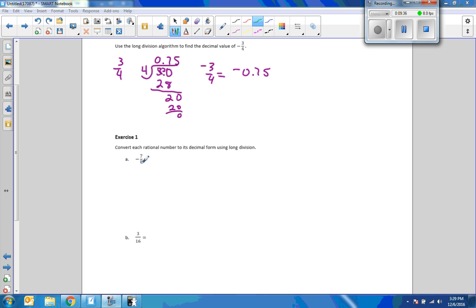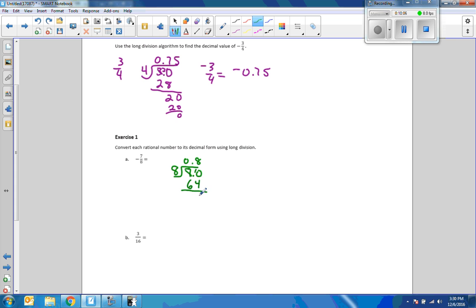Okay, now that we're back, we're going to ignore the negative at first, and that is 7 divided by 8. So it's going to look like this. And 8 will not go into 7, so I'm going to put a 0 there. And 8 will not go into 7, so I put a 0 here. So now how many times does 8 go into 70? Nine times eight is 72, so I'm going to have to drop one. Eight times eight is 64.